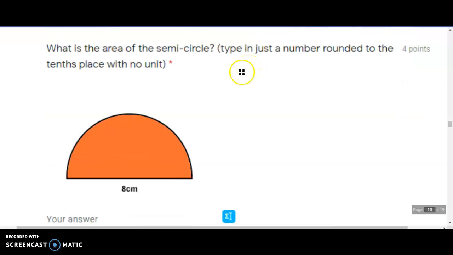Okay. The area of a semicircle, again, just like when we had that arc, we found the whole circumference, and then we divided by 2. We're going to do the same thing here. We're going to find the whole area, and then we're going to divide it by 2. But area needs the radius, right? We are given 8 centimeters all the way across, so we're going to have to cut it in half to find out that the radius equals 4.